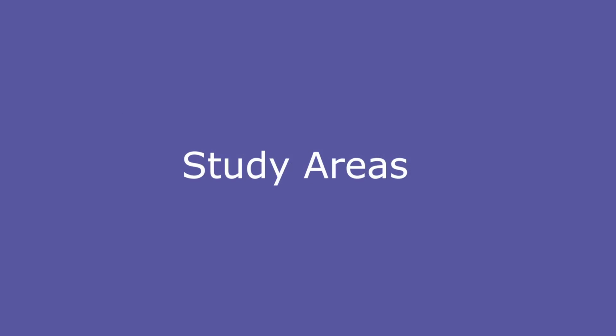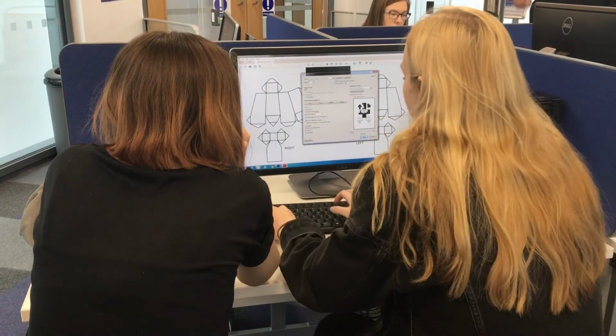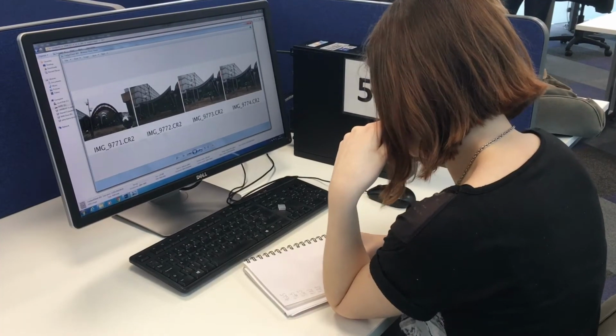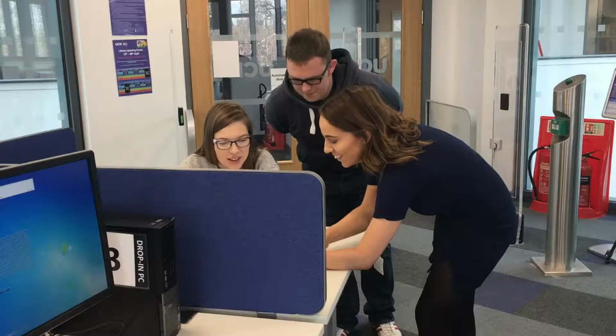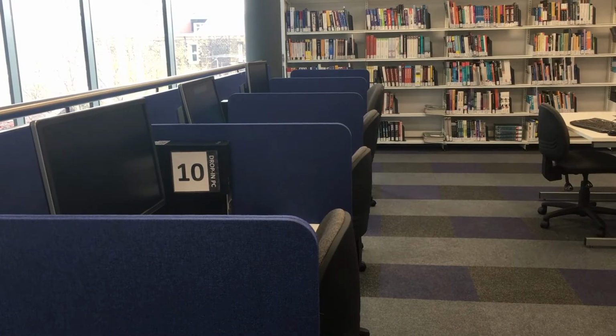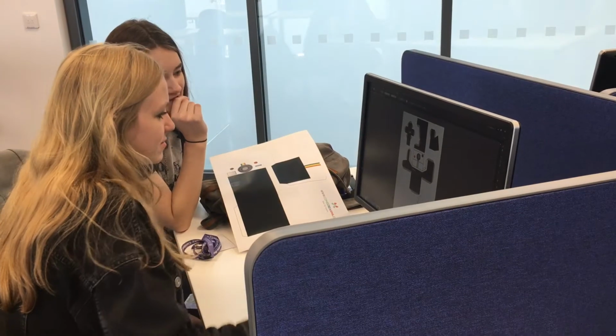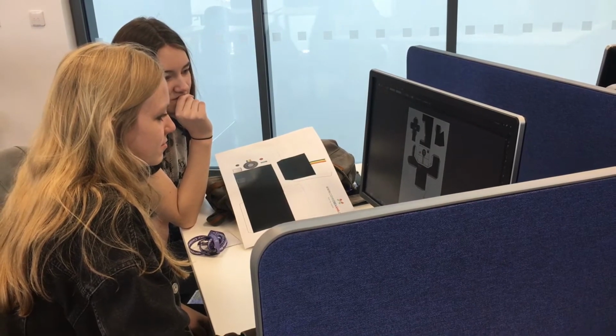Study areas. In all libraries, there are different types of study area. There are large tables for group study, smaller tables for pairs or individual study. If you are working in a group or with friends, we don't expect you to be silent, but please treat all members of the UCR community with respect and courtesy and be ambassadors for your subject area by keeping noise at a suitable level.